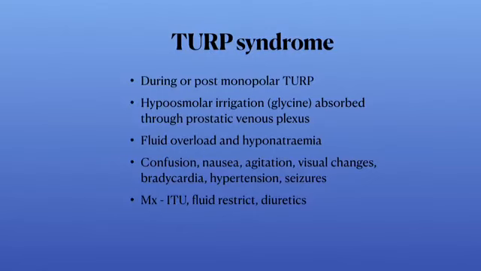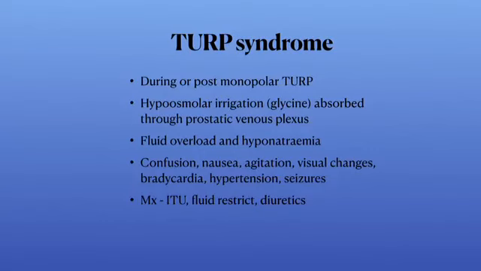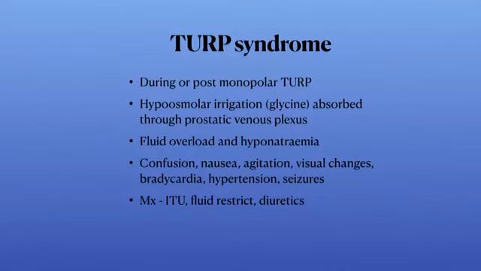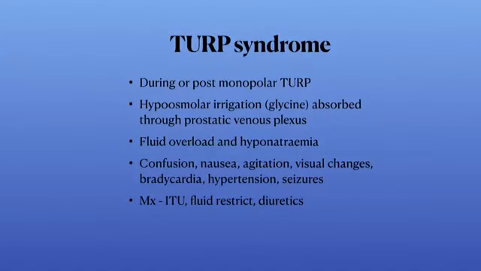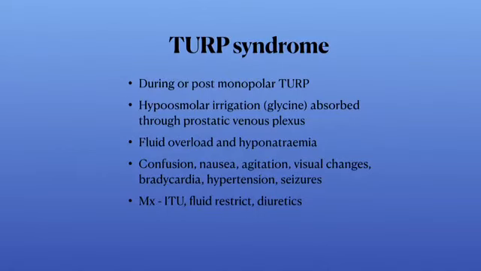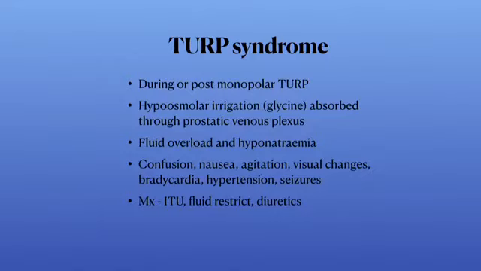TURP syndrome, although now rare, is probably the most worrying complication of a TURP. It's due to the absorption of hypoosmolar irrigation, the most commonly used being glycine, through the prostatic venous plexus. It results in fluid overload and hyponatremia. A patient will become confused, nauseous, agitated, have visual changes, bradycardia, hypertension, and eventually they will start to have seizures and decline into a coma. They will need management, likely in ICU, with fluid restriction and diuretics.